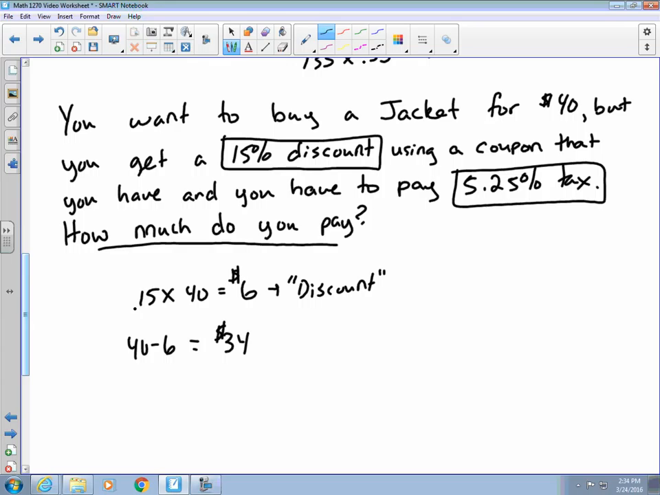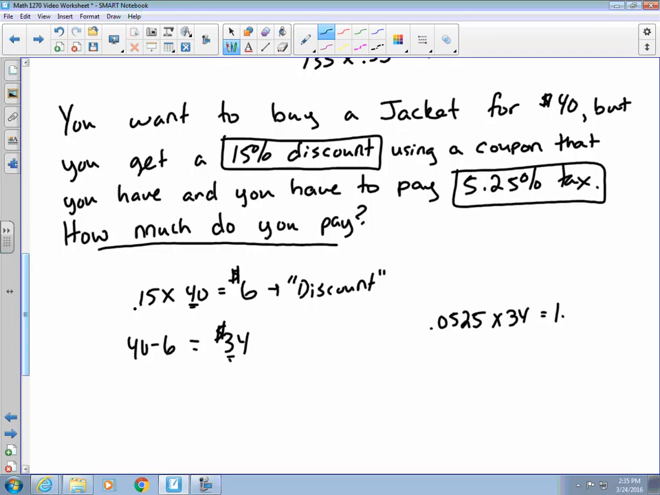Now, something else to consider is that when you talk about tax, tax is not on top of the $40. Tax is on what you're actually paying. So you don't want to take 5.25% of 40. You want to take 5.25%, we'll move this over here, again, make it a decimal, of the $34.